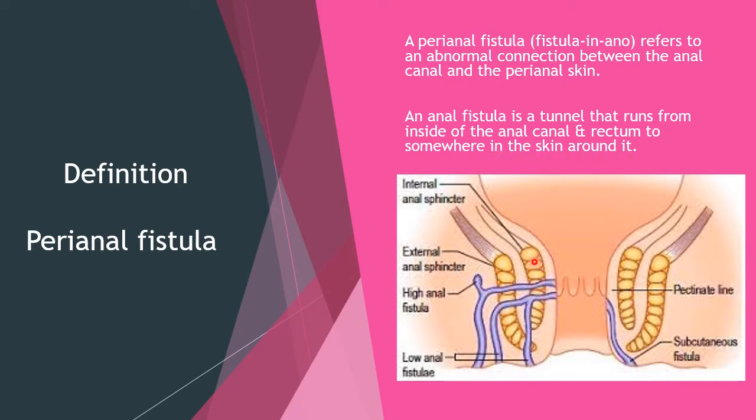So here is a diagram to show you. This is the anal canal, and the tunnel, or the abnormal connection of passages, communicates between the anal canal and the perianal skin. This is known as a fistula in ano, or perianal fistula.